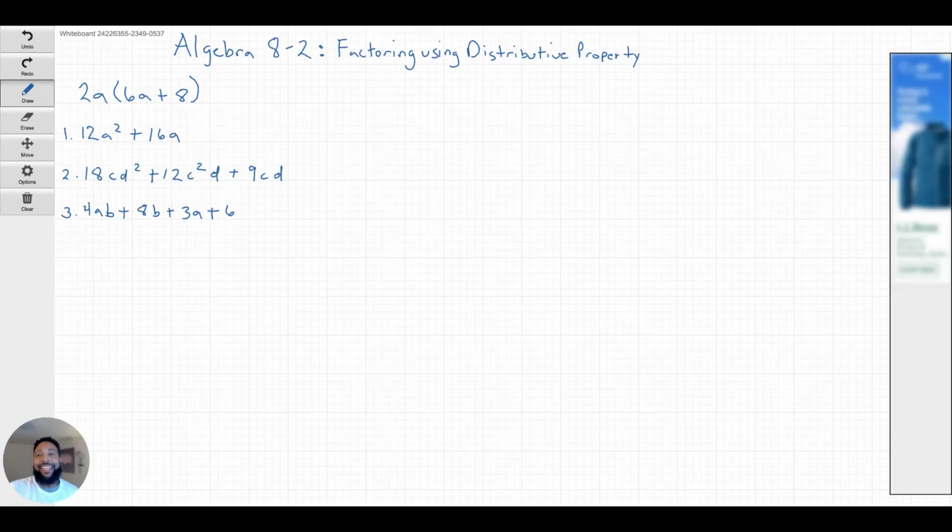Hey guys, in this lesson, I'm going to be talking about factoring using the distributive property. Now, in previous lessons, I've mentioned factoring and the distributive property, and I've explained those. So let's explain that once again.